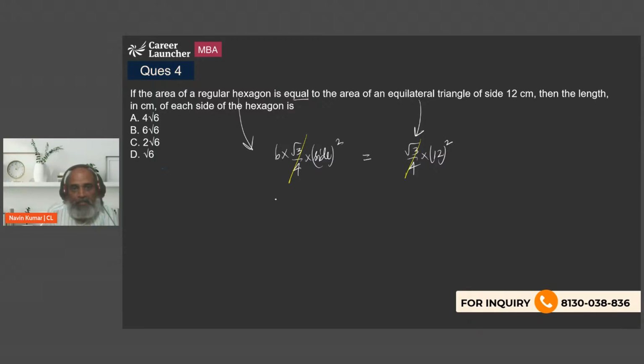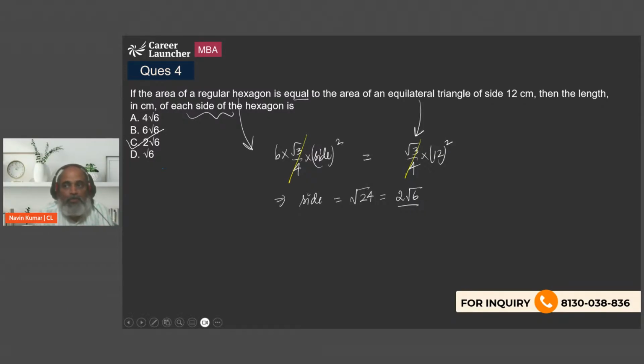So what we get from here is side square, it's going to be 12 into 12 upon 6, right? Which is going to be 12 into 2, which is 24. So we will have under root 24 here. Under root 24, it's going to be nothing but 2 under root 6. So each side of the hexagon is going to be 2 under root 6.